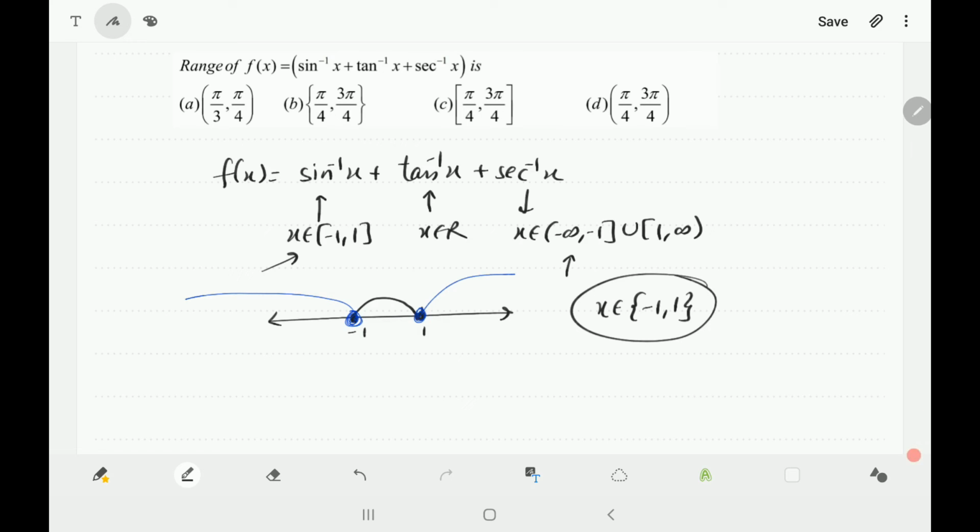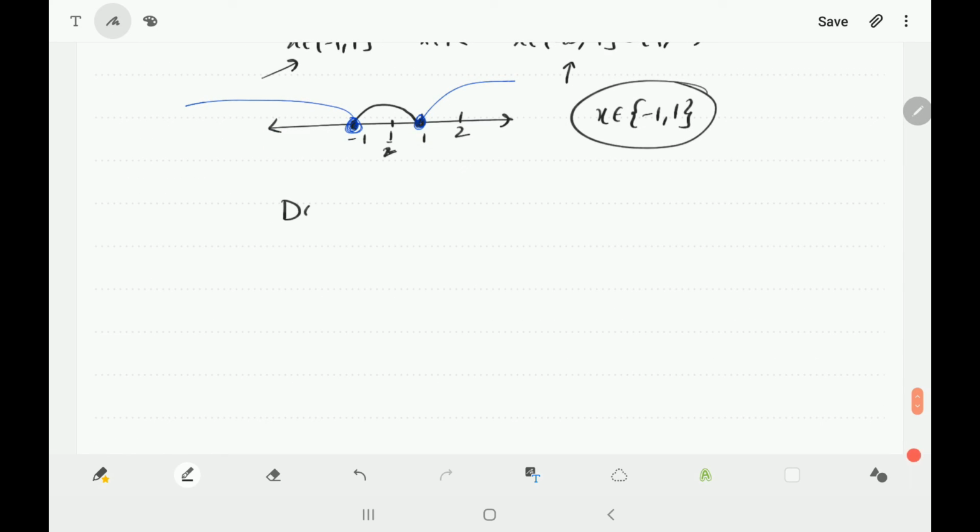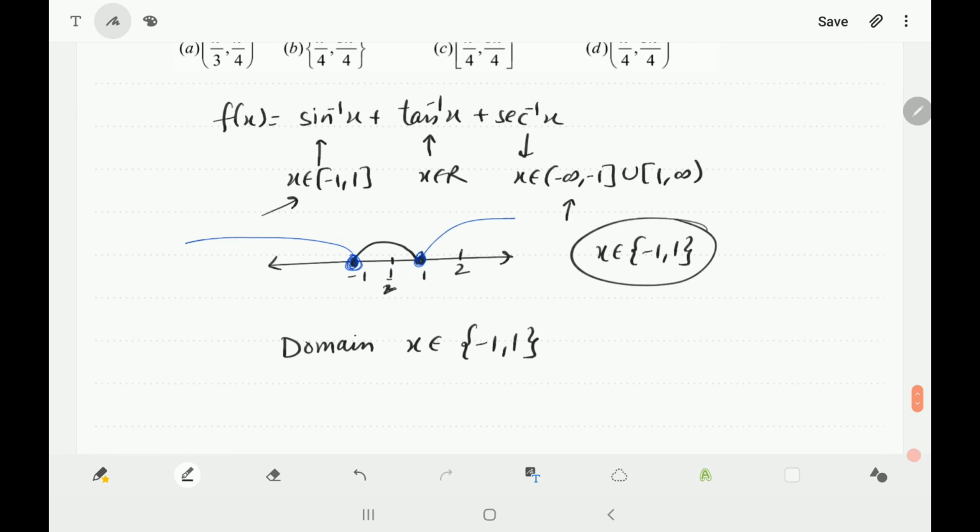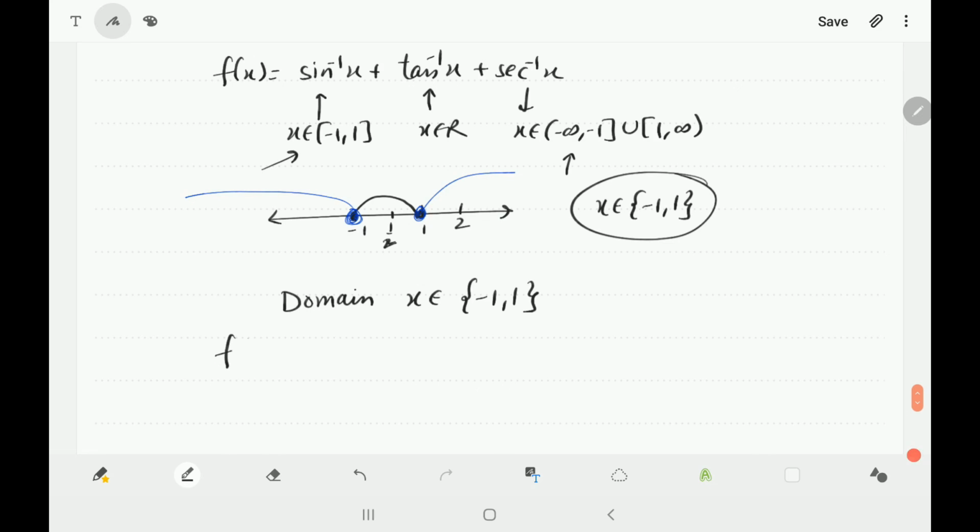What that means is, suppose I take x equal to 2, secant inverse x will be defined, tan inverse x will be defined, but sin inverse x won't be defined. Suppose you take x as half, sin inverse x will be defined, tan inverse x will be defined, but secant inverse x is not defined. So this overall function is defined only for two values of x. So the domain of this function is only {minus 1, 1}. Now we can easily find the range.